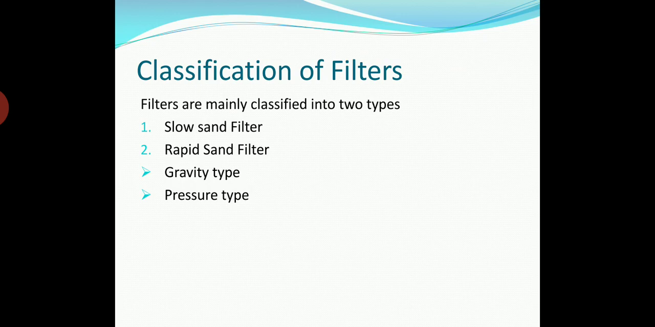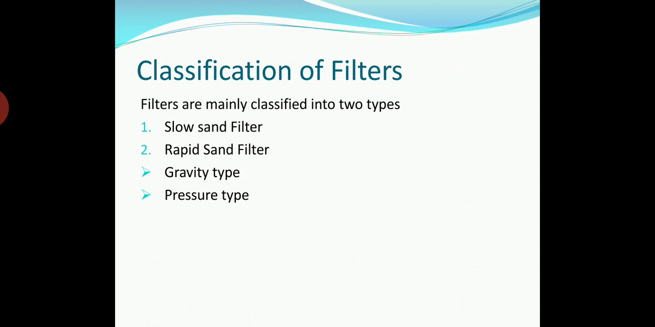Rate of filtration was less means the quantity of water treated by that particular filter was very less. It was in the range of 100 to 200 liters per hour per meter square. Whereas in the case of rapid sand filter, the quantity of water treated was more. It was in the range of 3000 to 6000 liters per hour per meter square. Okay, so these two make the greater classification of filters. One is slow sand filter, the other one is rapid sand filter. It speaks only about the quantity of water getting treated.